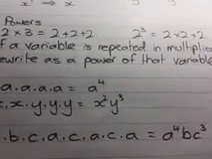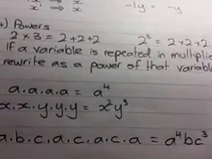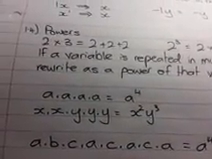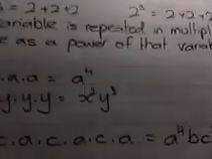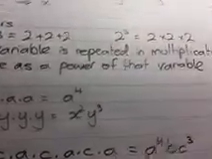Counting 4 a's over there, which allows a to the 4. 1 b over there, which is just simply b to the 1. But remember, b to the 1 can be rewritten as just a normal b. Hence why I did that. And then 3 c's, which is why it's c to the 3.